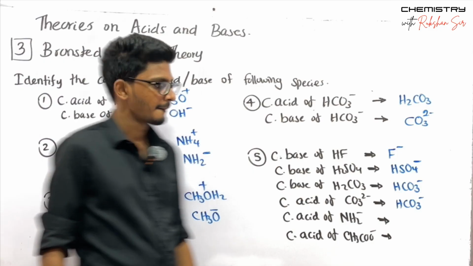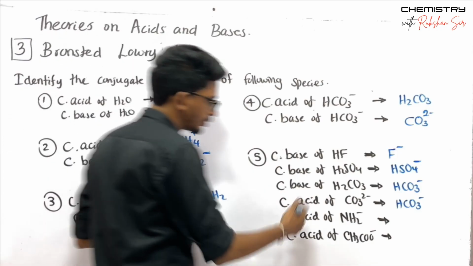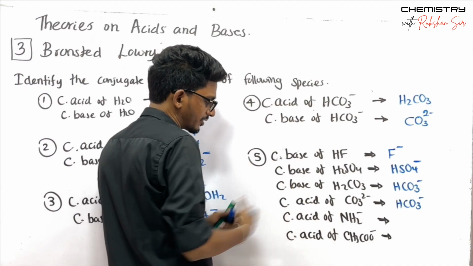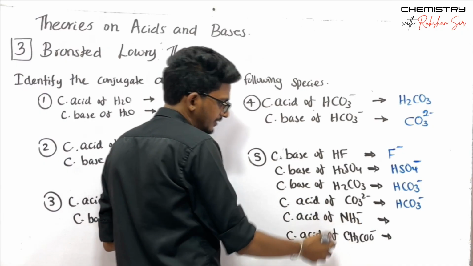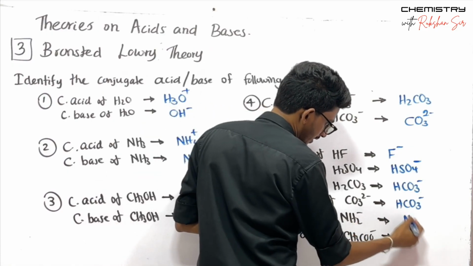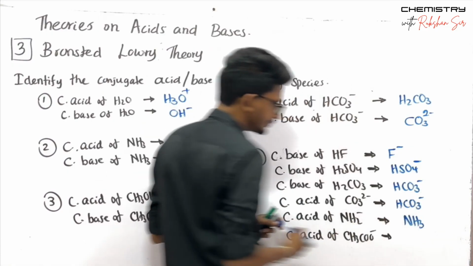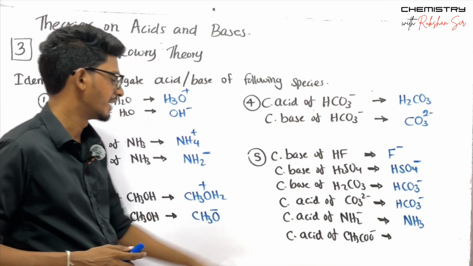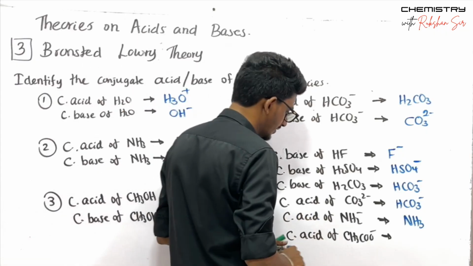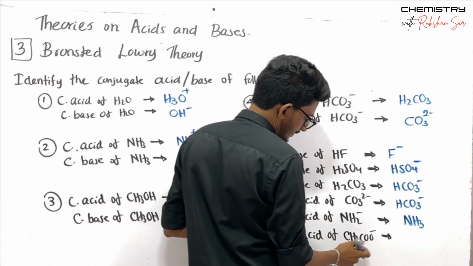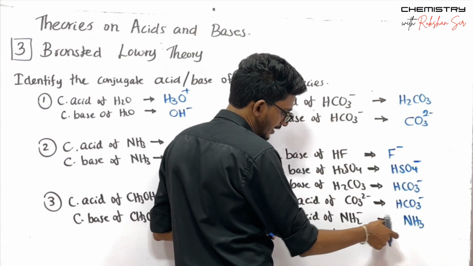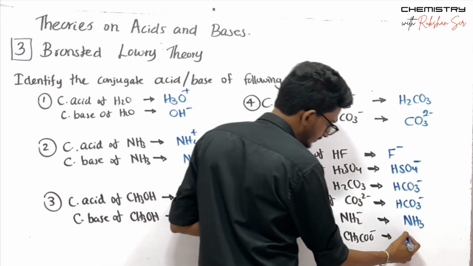Conjugate acid of NH2 minus. We are looking for the species with more H pluses, so H plus should be added to this one, giving NH3. For this next one, conjugate acid, we need to add some H plus because we are looking for the acid. CH3COO minus with that H plus is going to be CH3COOH.